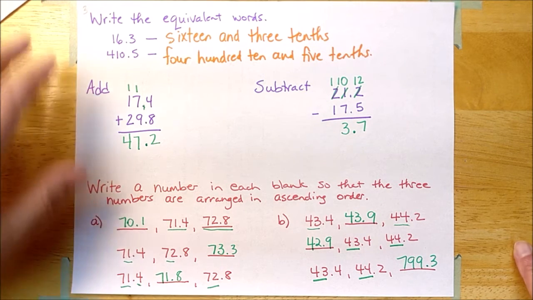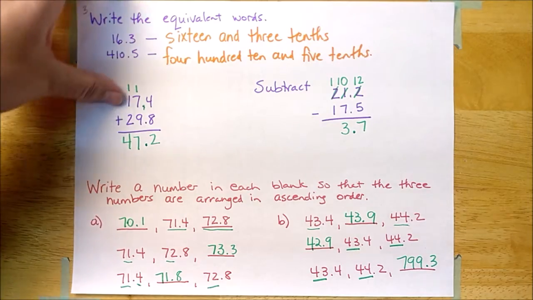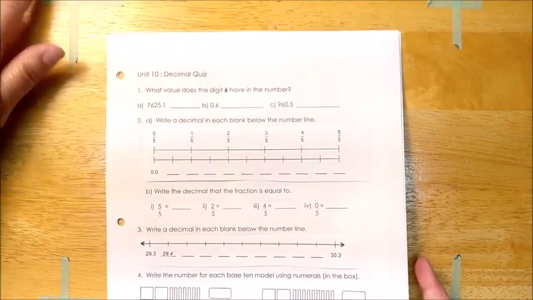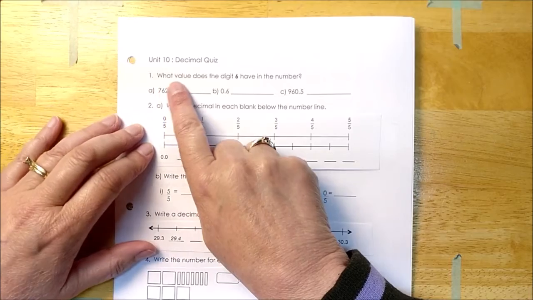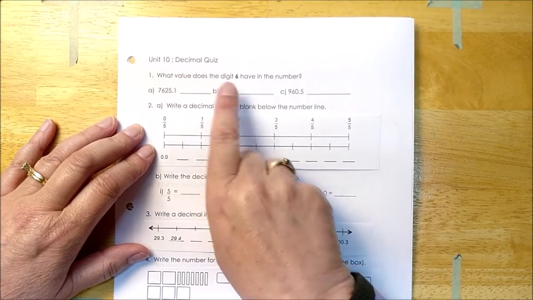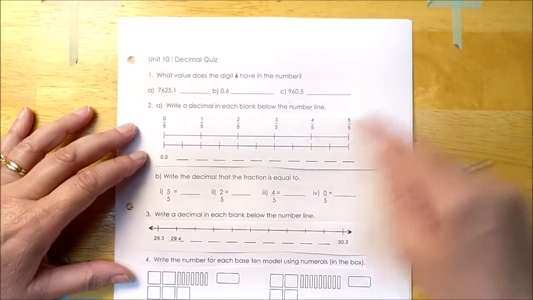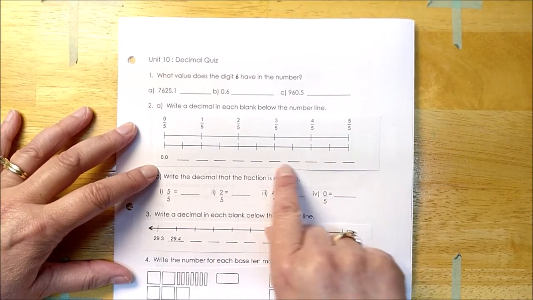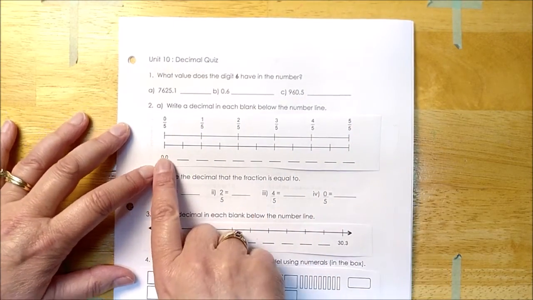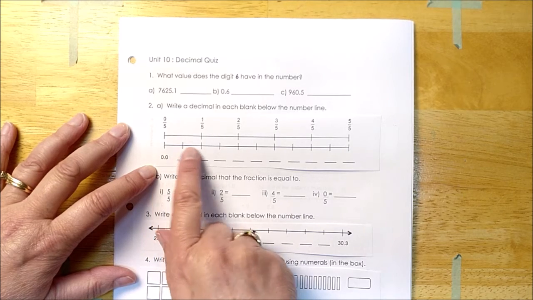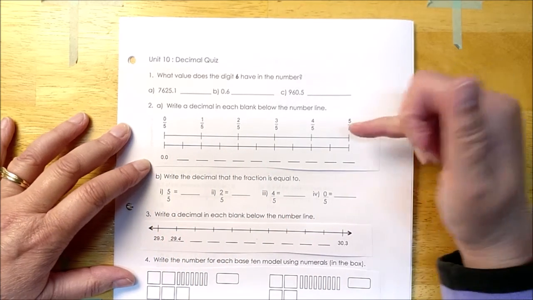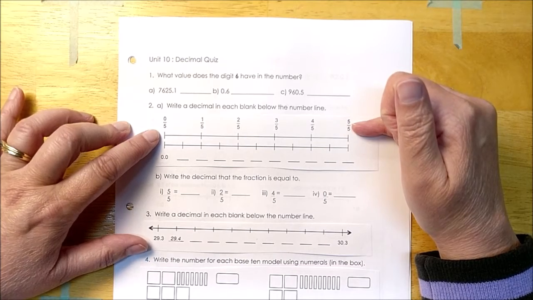So those are the kind of questions that are going to be on your quiz, and this is what your quiz looks like. So what value does the 6 have in the numbers? You tell me what's the value of the 6. How much is it worth? You need to fill in this number line and figure out how they're counting by here. And then you have to use these fractions.